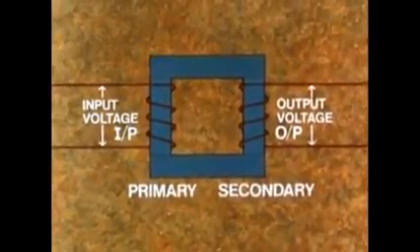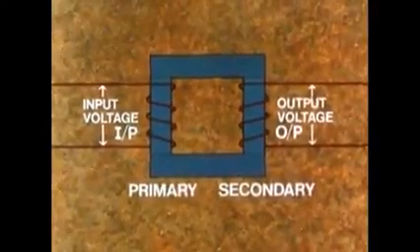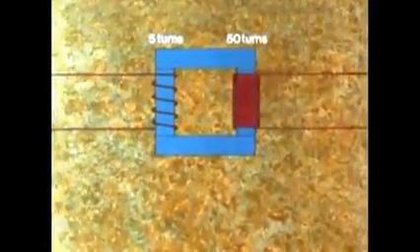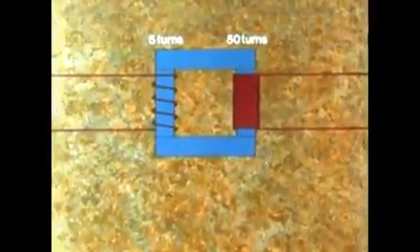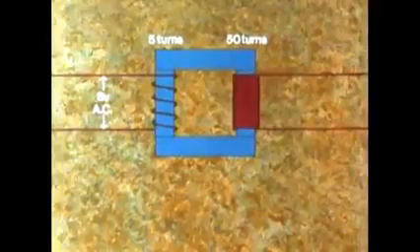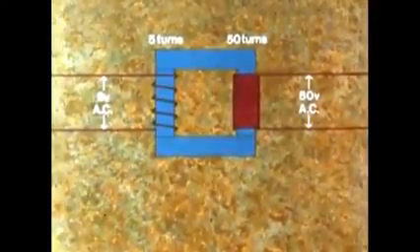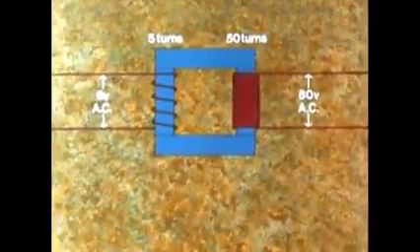But before we can understand how this arrangement actually transforms the voltage, we need to know something else about induced currents. Suppose we have 5 turns of wire in the primary coil and 10 times that, 50 turns in the secondary. And suppose we apply an input EMF of, say, 8 volts AC. The output EMF will be 10 times that, 80 volts AC. And we will have stepped up the voltage and we have a simple transformer.